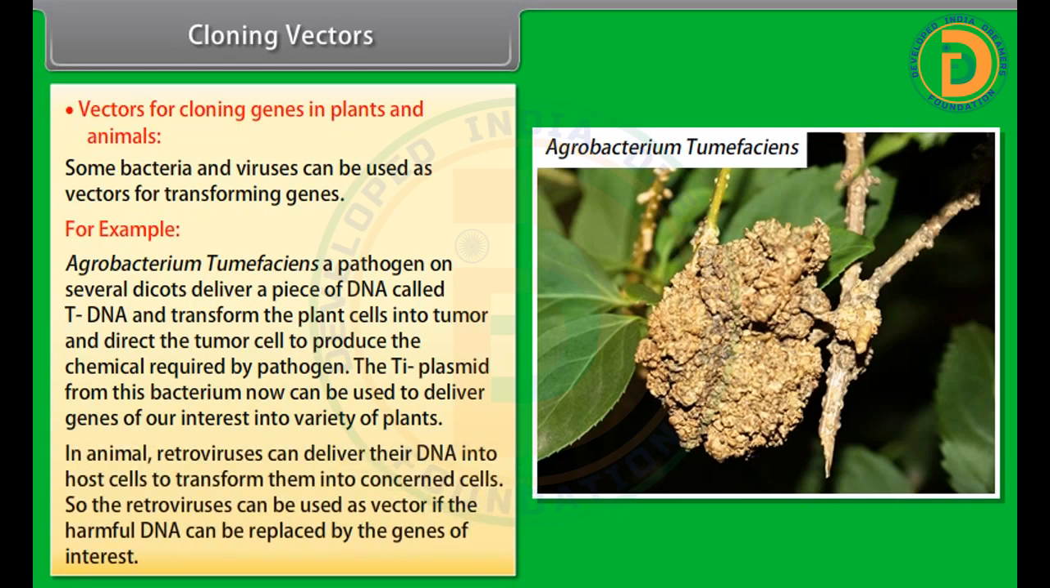In animals, retroviruses can deliver their DNA into host cells to transform them into cancerous cells. So, the retroviruses can be used as vectors if the harmful DNA can be replaced by the genes of interest. Competent host for transformation with recombinant DNA.